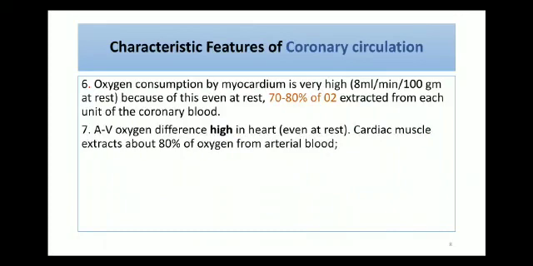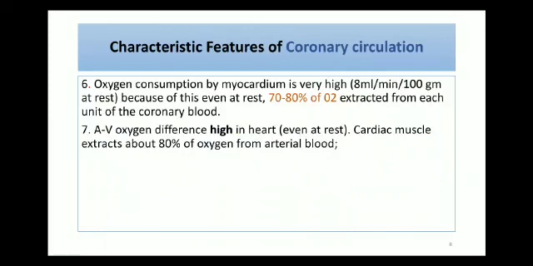So that means the arteriovenous oxygen difference is high in the heart, even at rest. Because arterial blood has a lot of oxygen, and in venous blood, already 70 to 80% has been taken. So venous blood oxygen will be very less. So A minus V, the difference, will be high.